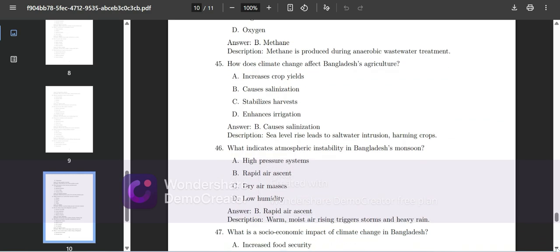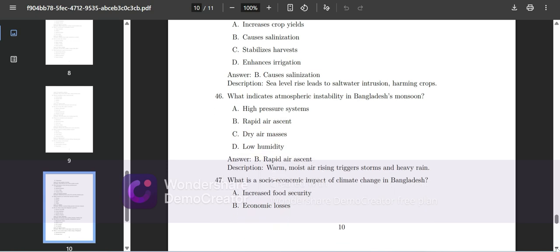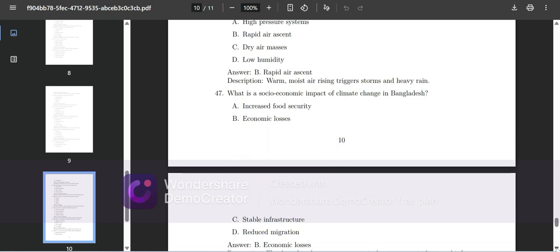How does climate change affect Bangladesh's agriculture? Causes salinization. Sea level rise leads to saltwater intrusion harming crops. What indicates atmospheric instability in Bangladesh's monsoon? Rapid air ascent. Warm moist air rising triggers storms and heavy rain.